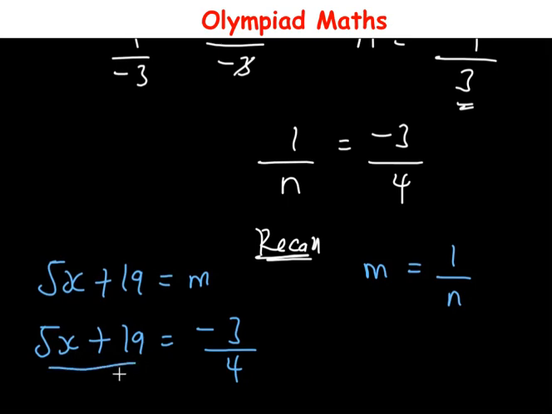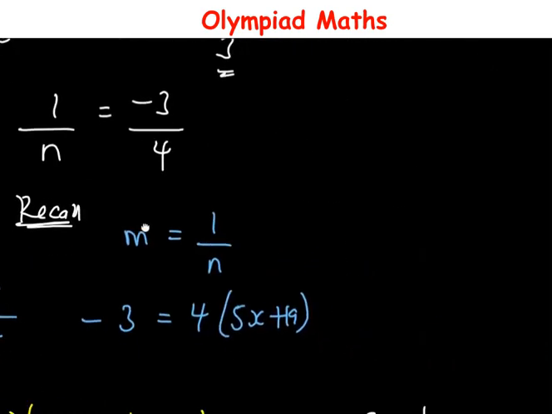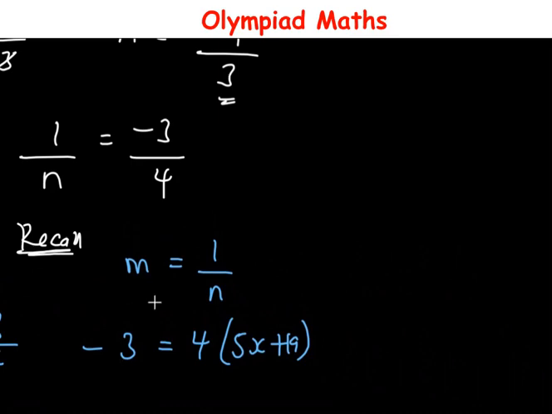This can be written as over 1. Simply multiply 1 times minus 3, which is minus 3, is equal to 4 multiplied by 5x plus 19. So 4 times 5x plus 19. With this, we have minus 3 is then equal to 4 times 5x, which is 20x, and 4 times plus 19 will give us plus 76.